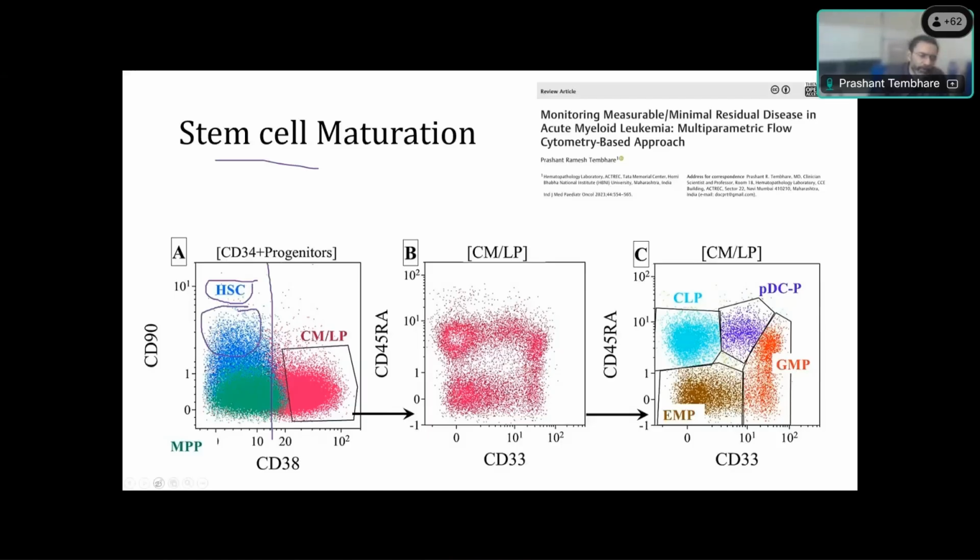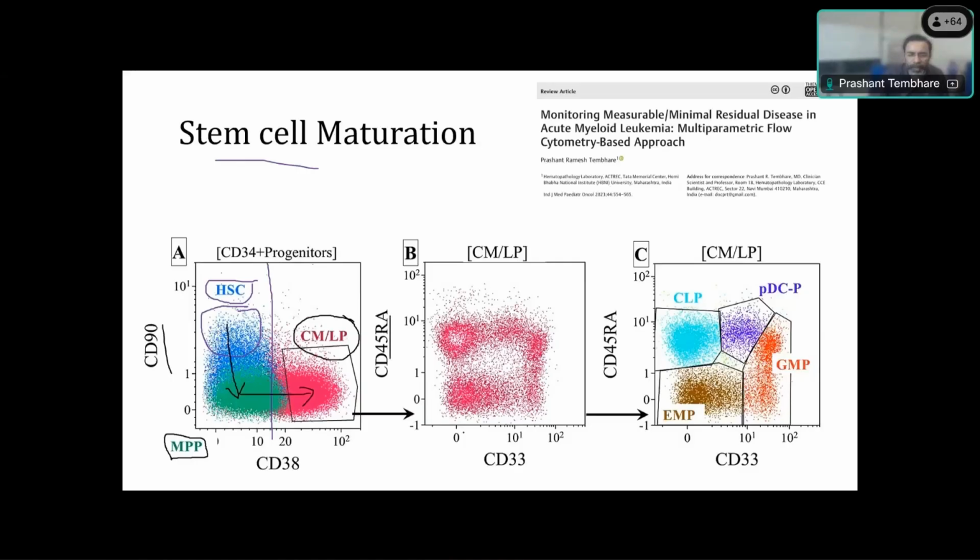They mature from here to what we know by the terminology multipotent progenitors. In this, they lose CD90, but they are still CD38 negative. Now from here, they mature to what is called a common myeloid and lymphoid precursor. So using these two markers, you can differentiate three populations: hematopoietic stem cell, multipotent progenitors, and then common myeloid and lymphoid progenitors.